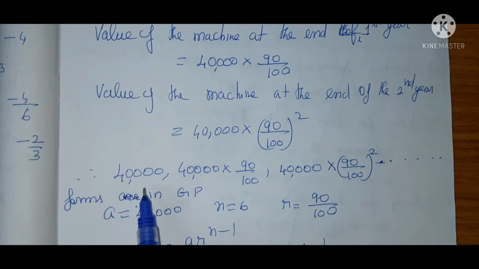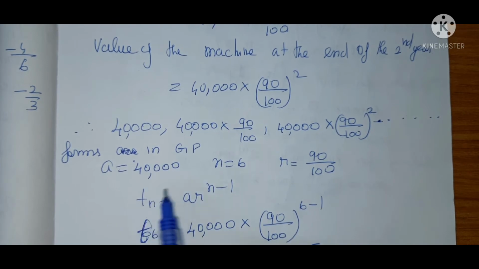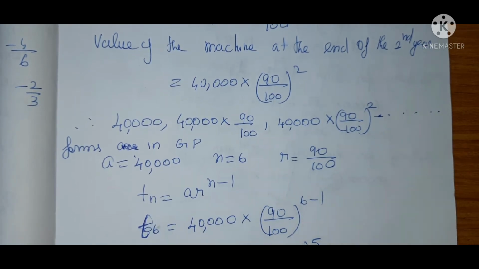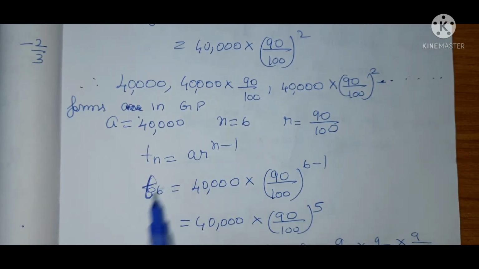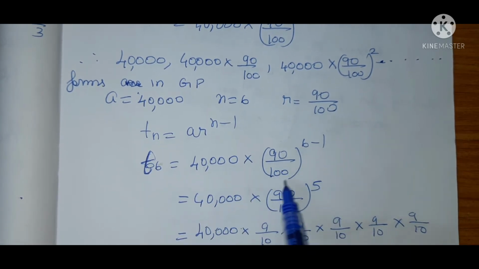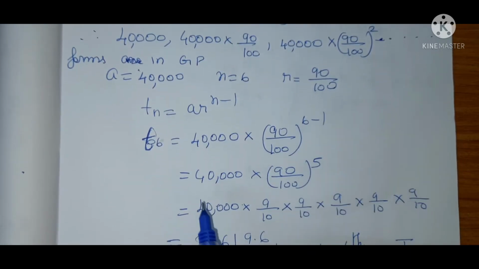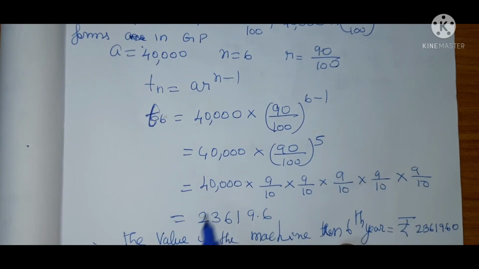Therefore, 40,000 into 90 by 100, 40,000 into 90 by 100 the whole square, form a GP. Here A is 40,000, N is 6, R is 90 by 100. Tn is A R power n minus 1. T6 is 40,000 into 90 by 100 to the power 6 minus 1, that is 40,000 into 90 by 100 to the whole power 5.